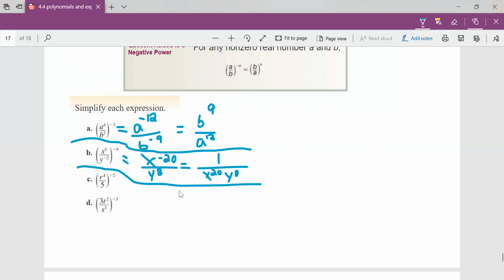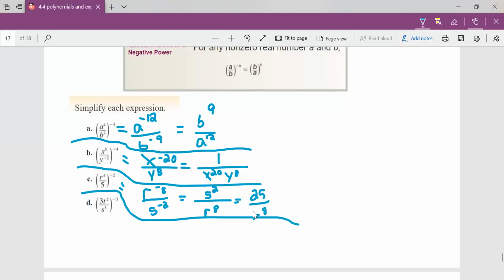Okay, so c, let's distribute. We have r to the negative 8 over 5 to the negative 2. Let's turn everything positive. R to the negative 8 is going to come down here, r to the positive 8. And this is going to become 5 to the positive 2. We can just simplify a little. 5 squared is 25 over r to the 8. All right. Then we have one last problem.